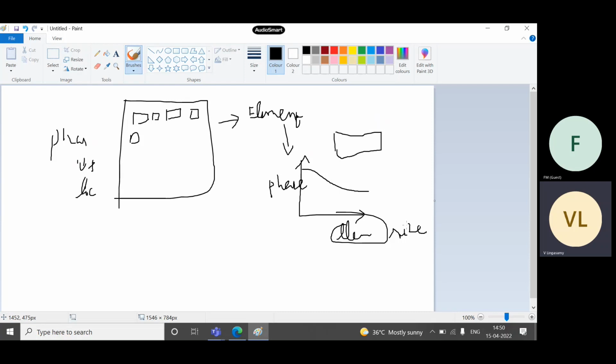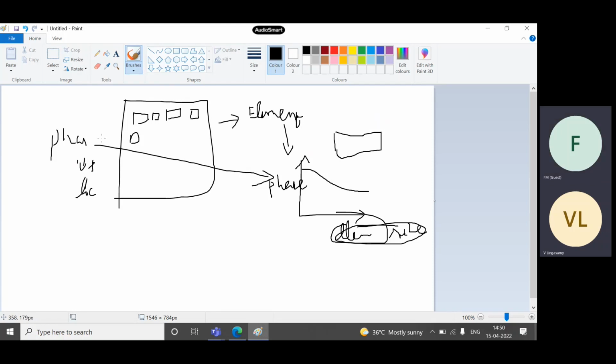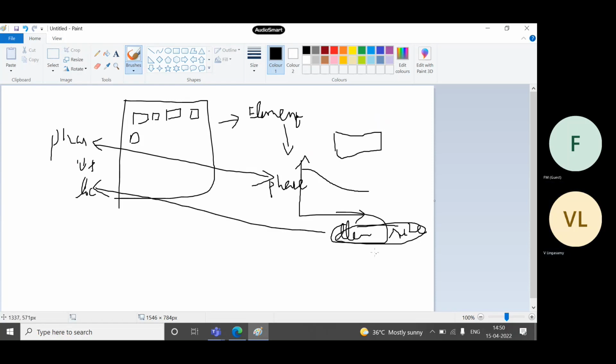Here what we have is phase versus element size. So what is common between these two? Phase. Then what you have to do is ignore this and map this element size with this location.